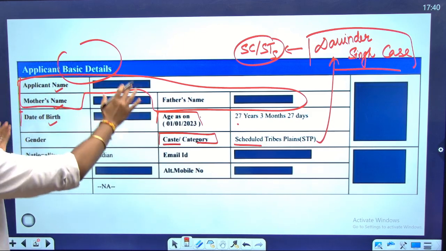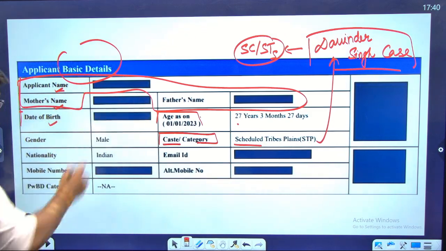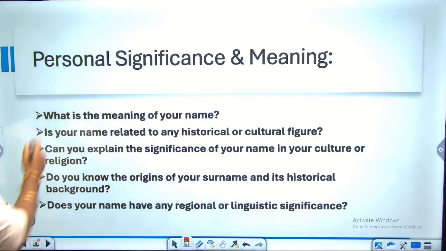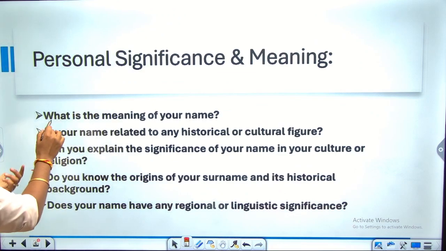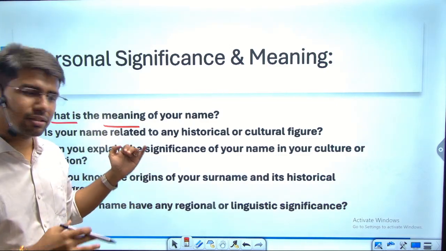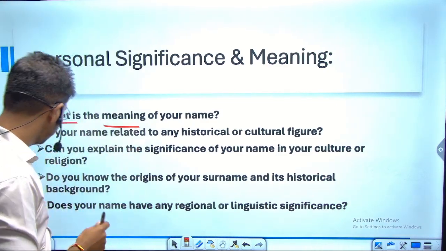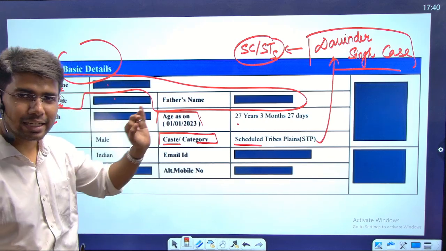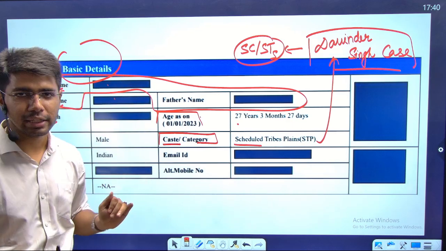Now let us talk about the major segment here, the name segment. What kind of questions can be asked? For example, there can be a question, what is the meaning of your name? This is a very common thing, everyone knows. I will not discuss this. Please try to search the meaning of all these three names, yours, your mother's and your father's. Why three? Because the DAF includes the three names.